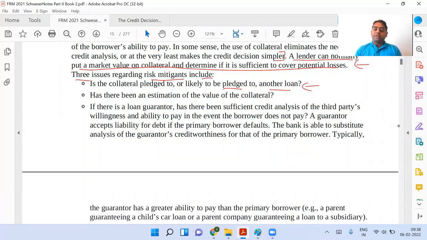So whatever assets you're giving, is it pledged somewhere else? Okay, so I'll give you a very basic example. Suppose I've taken an educational loan and I've given my home as a mortgage.